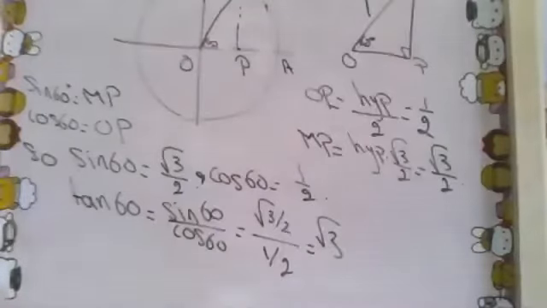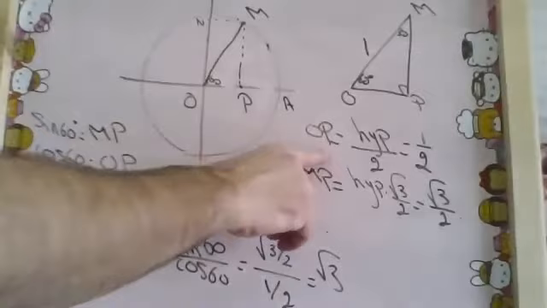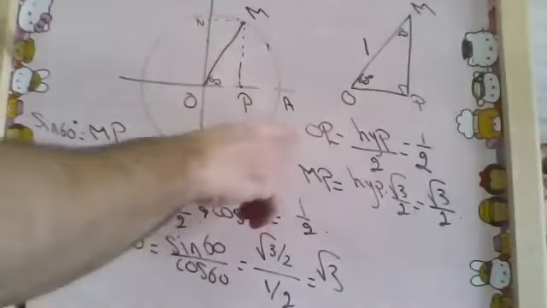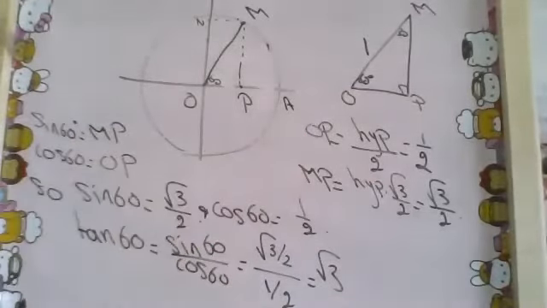كتبتهم هلا قبل شوي كتبت لك: opposite 30, it is the hypotenuse over 2. Opposite 60, it is the hypotenuse times radical 3 over 2. أوكي.